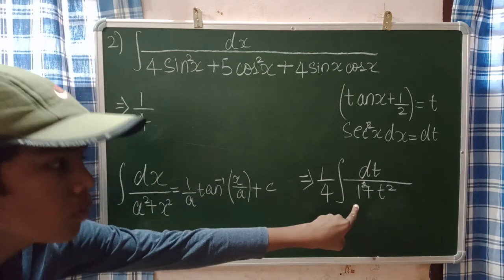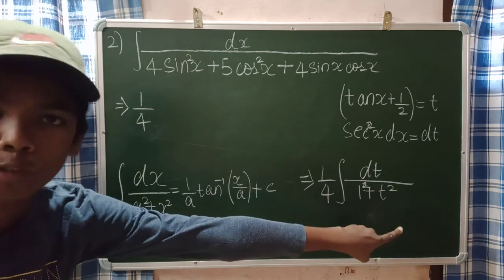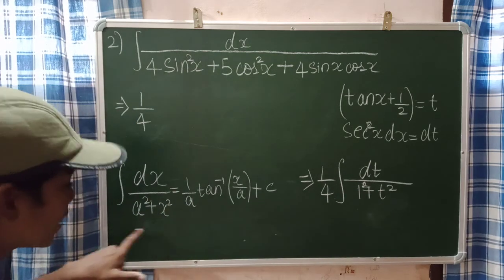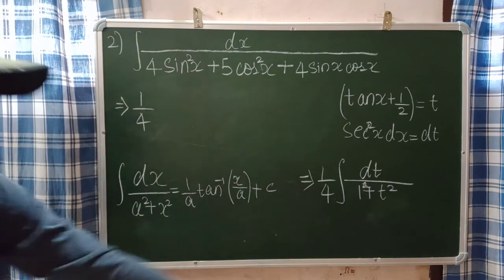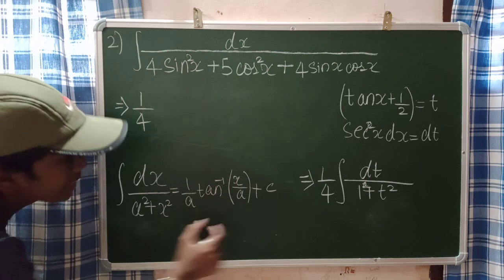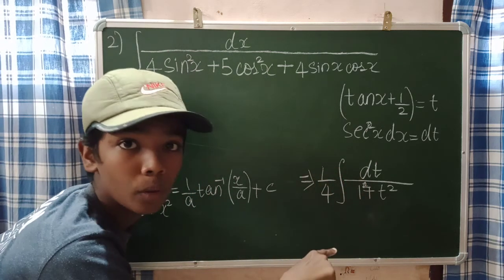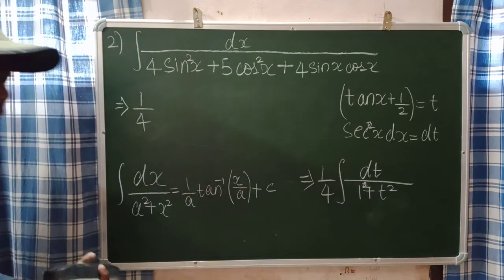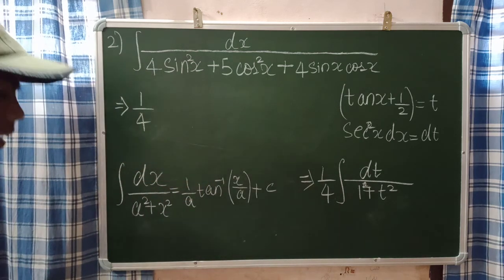So here also I should have some square number plus some square number, correct? So 1 square will be your a square, x square will be your t square. So using the formula, 1 by a will be nothing but 1 by 1, because your a is 1. So 1 by 1, nothing is going to happen, so I don't need to write that.